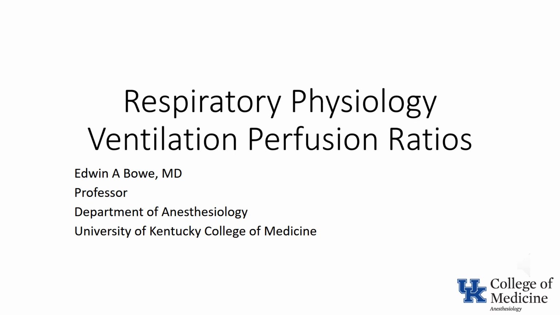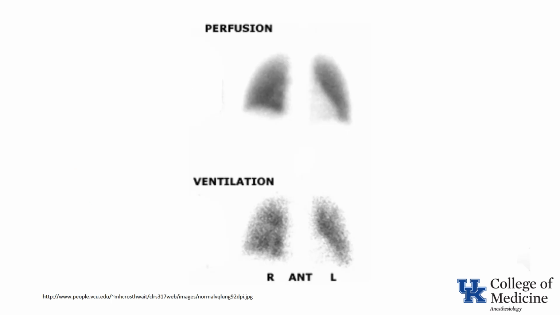This Respiratory Physiology podcast addresses ventilation-perfusion ratios. Ventilation-perfusion scans clearly indicate that neither ventilation nor perfusion is distributed uniformly throughout the lung. The scans show areas of decreased perfusion (red arrow) and decreased ventilation (blue arrow). The scans also show areas of increased ventilation and increased perfusion.